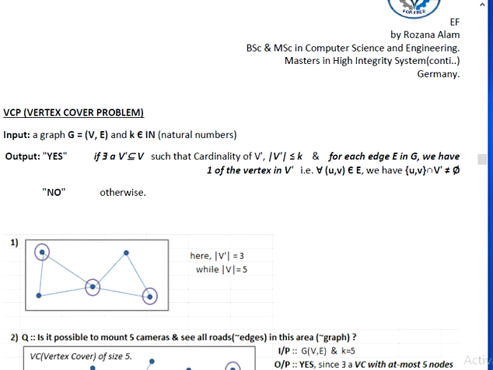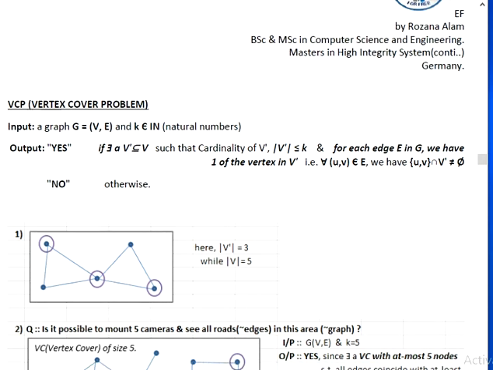So here we can formally say that for all edges UV which belong to E, the intersection of UV with V prime will not be empty. At least there will be one vertex in the cover. Otherwise, if the condition is not fulfilled, then the output will be no. Now let's see an example, then it will become more clear.